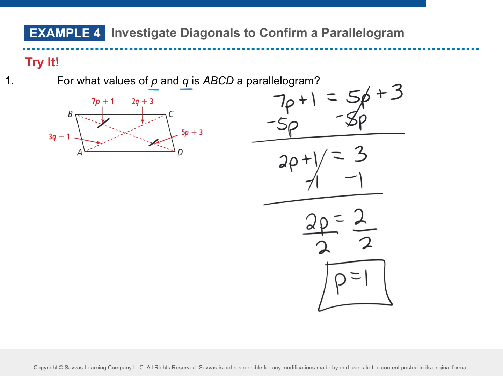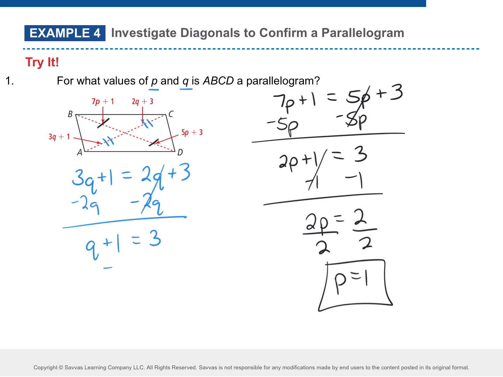How do I find the value of Q? Same thing, right? I know that those 2 sides have to be equal. So I'm going to set 3Q plus 1 equal to 2Q plus 3. What did you guys get for Q? Yep. Should get 2. So in order for this quadrilateral to be a parallelogram, you have to have the value of Q equal to 2, and you have to have the value of P equal to 1.